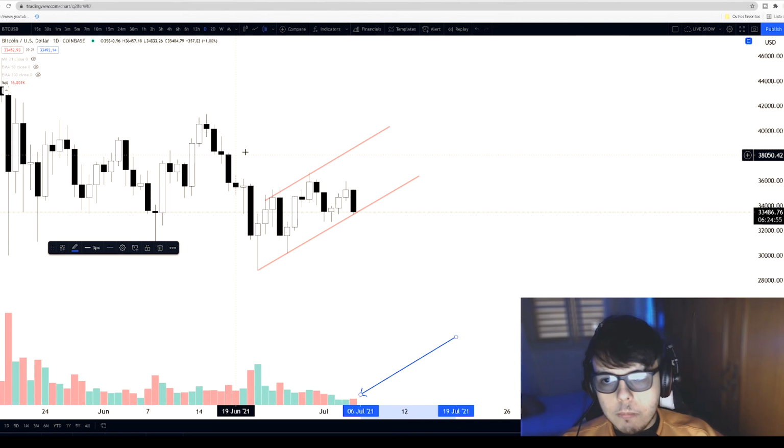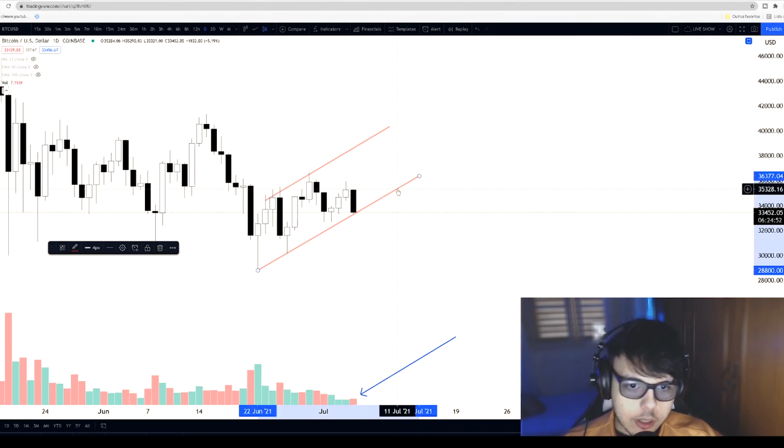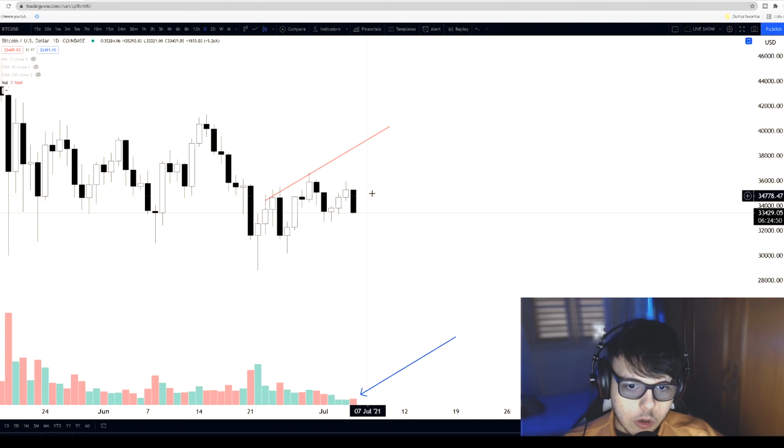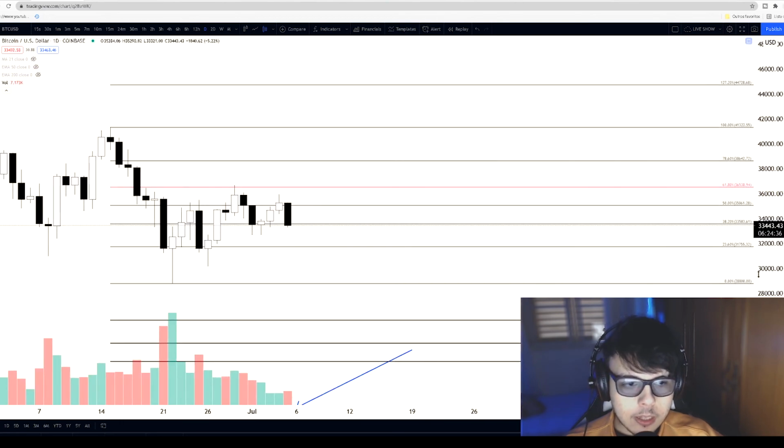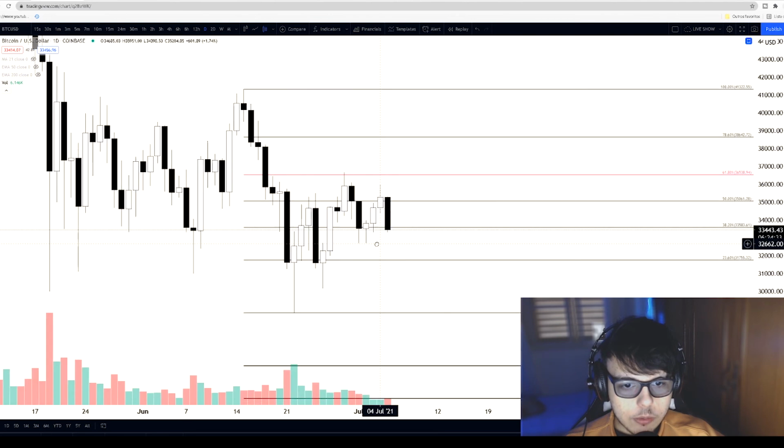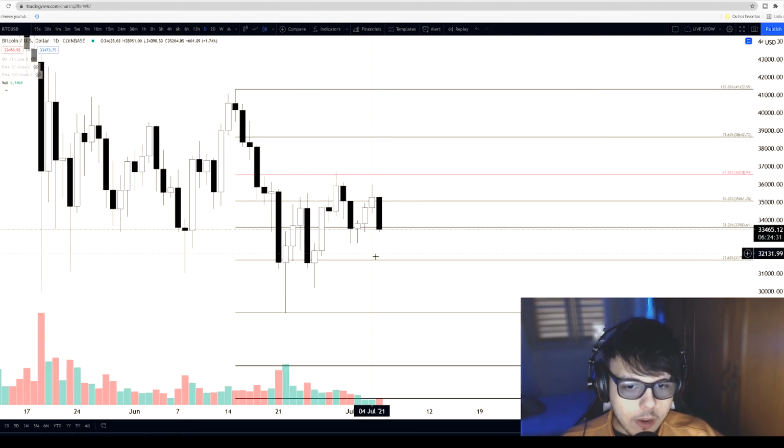Okay, so what about the bearish situation? If we actually close below this support from the channel, and we eventually close below this fib line as well on the daily time frame, then it's possible that we continue to sell off and potentially test the 30k level once again. So that's going to be another big test for us. So this is the bearish scenario if it happens. So keep an eye on that as well, guys.